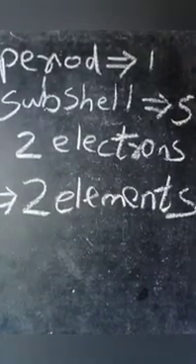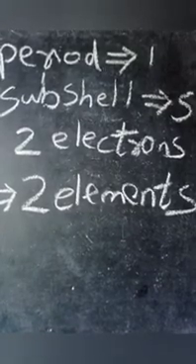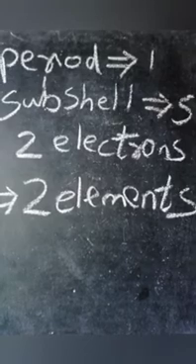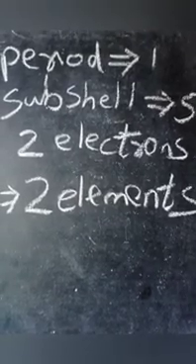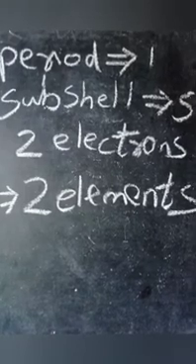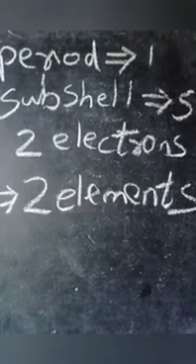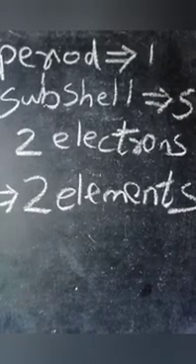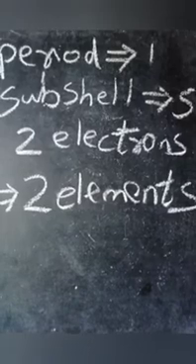Each period number indicates the number of the shell in which the outermost electron is filled. For example, let's begin with the first period. When the period is the first period, there is only one subshell which is called S, and in the S subshell only two electrons can be accommodated. That's why there are only two elements in the first period, hydrogen and helium.